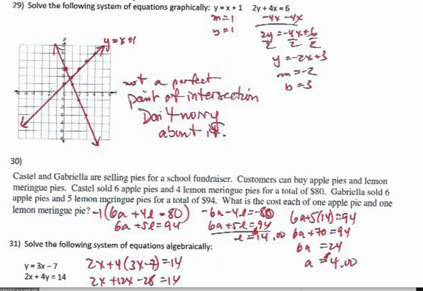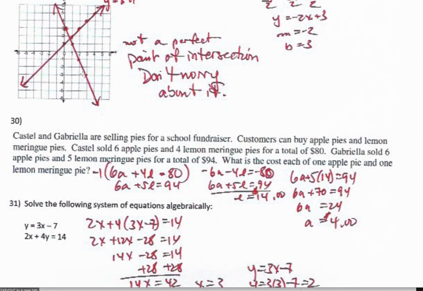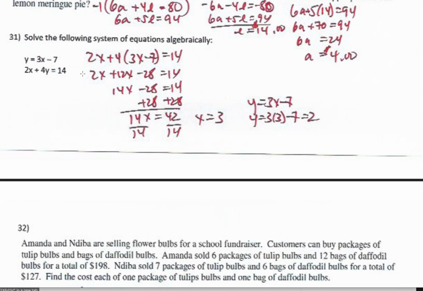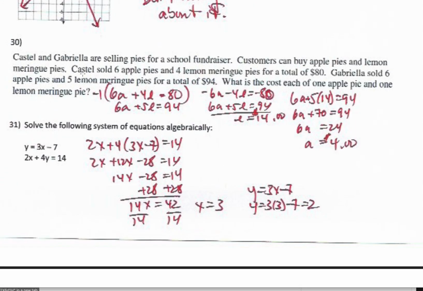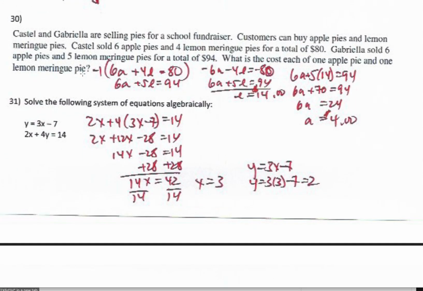I graphed them both, and it didn't work out to a perfect point. Don't worry about it. It'll work out to a perfect point on your final. Yes, there is one like this. But as long as you did it correctly both ways, you're in good shape. Okay, I think I only have to go through 32. Yep. So let's try to get this all done in the next 150 megabytes.